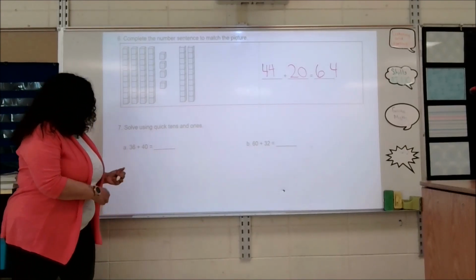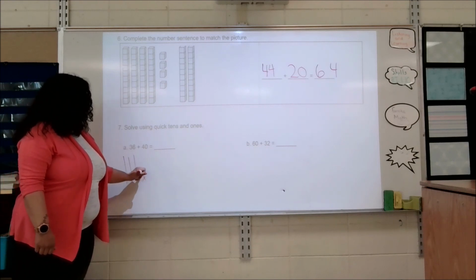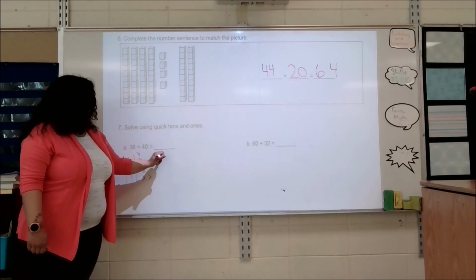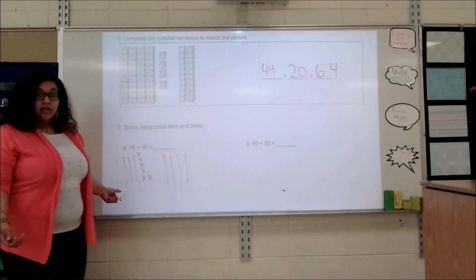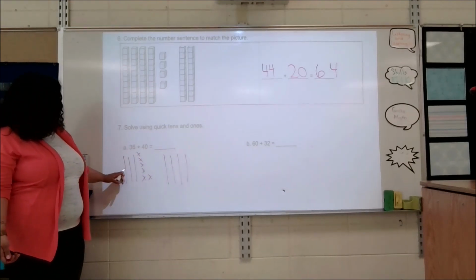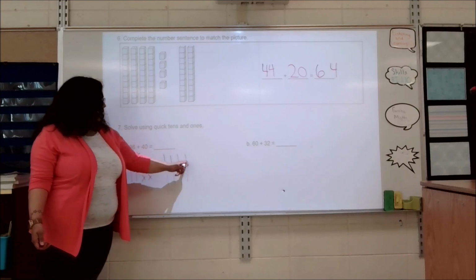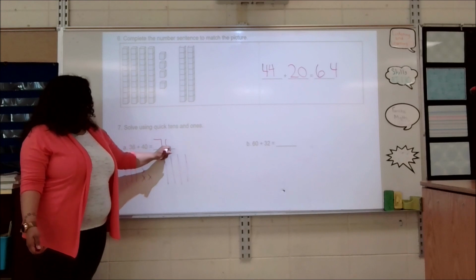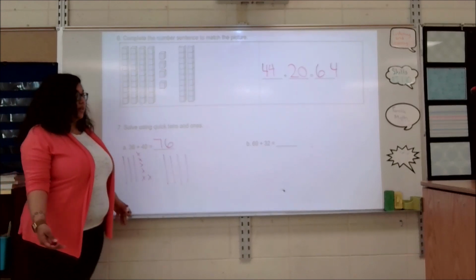So, 3 tens 6, and 1 ten, 2 tens, 3 tens, 4 tens. So we're going to count it up. Count up all the tens. 1 ten, 2 tens, 3 tens, 4 tens, 5 tens, 6 tens, 7 tens, 7 tens, and these 6 ones stayed the same. 36 plus 40 is equal to 76.